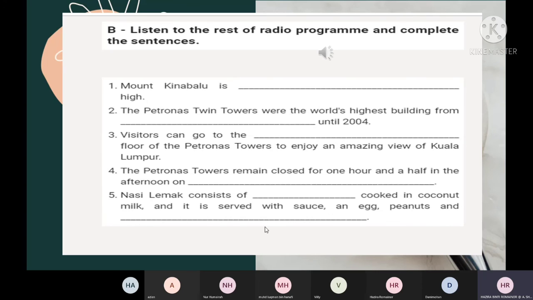B. Listen to the rest of the radio program and complete the sentences.